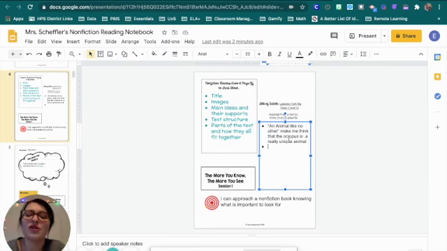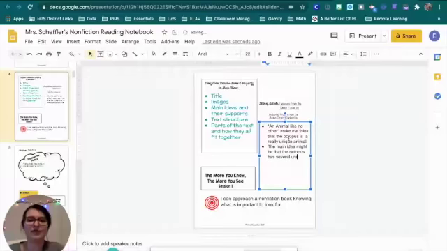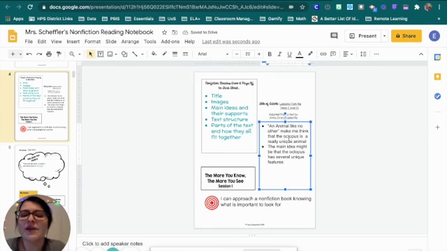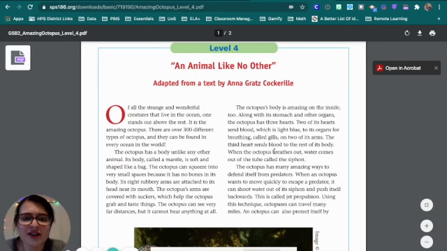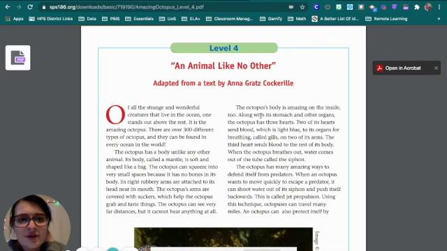So I'm going to say so far, I think the main idea might be that the octopus has several unique features. Because, right, she's talking about its unique body parts on the outside. And then if we keep reading, look, it says right here, the octopus's body is amazing on the inside too. Along with its stomach and other organs, the octopus has 3 hearts, so very unique features.